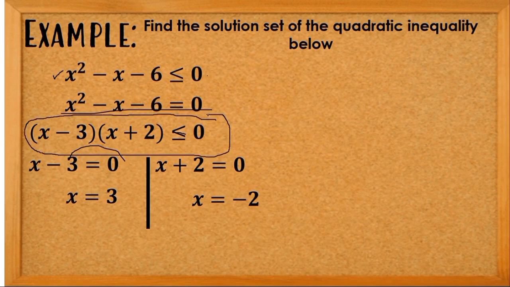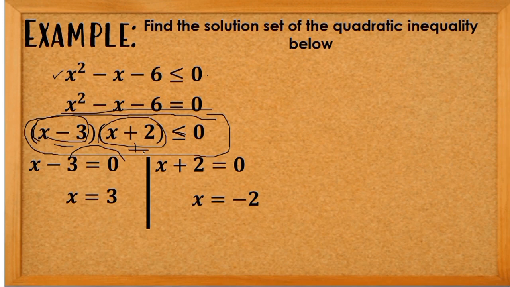When do you think a number would be less than 0? A number is less than 0 if it is negative. Meaning, if we look for the values of x here and x here, one would be negative and the other one would be positive. Why? Because when you multiply a negative and a positive number, the answer would be negative, and that is less than 0.